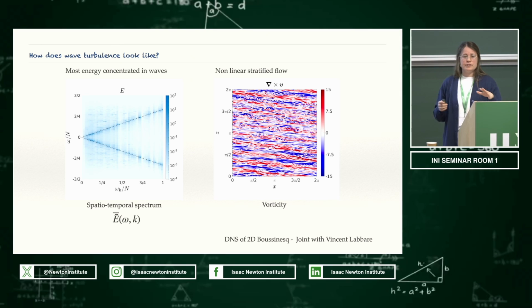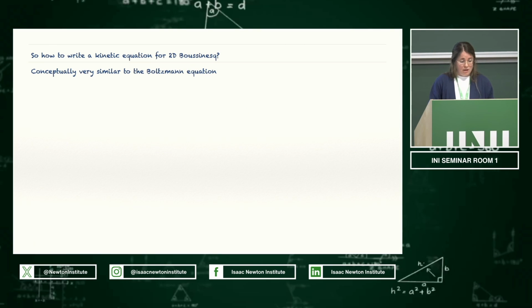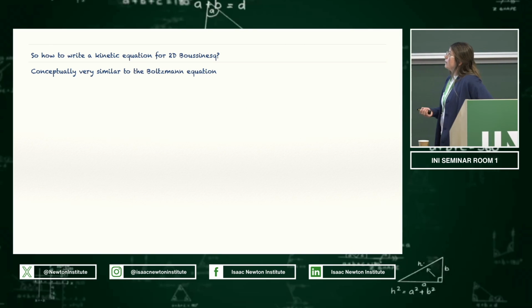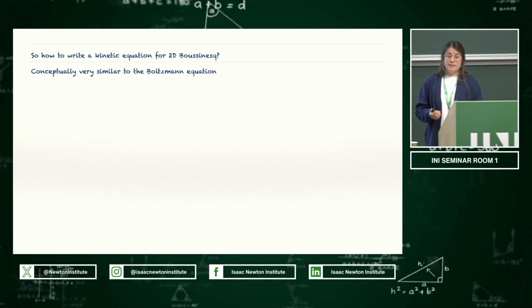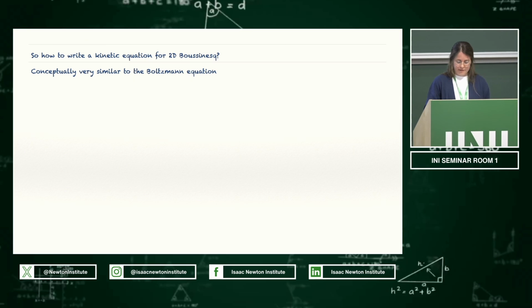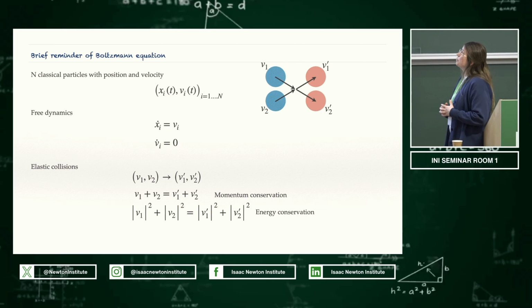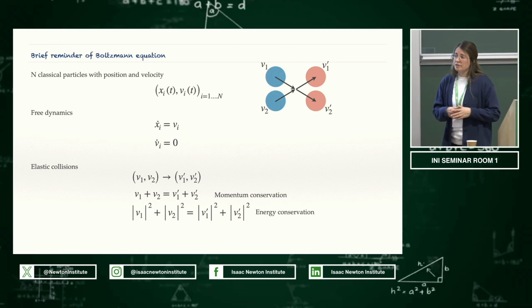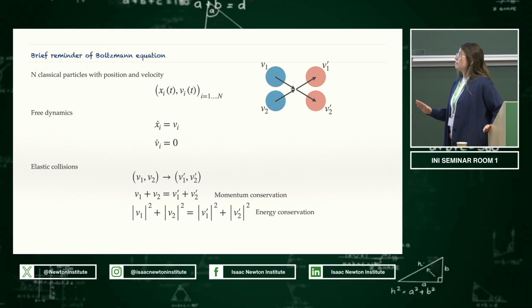So most of the energy is contained in waves, and then you can be sure that you're in the wave turbulence regime. Okay, so if I want to write a kinetic equation for 2-dimensional Boussinesq, conceptually it's very similar to the Boltzmann equation. Grisha talked about this a little bit yesterday, but I would like to remind you of some basics of the Boltzmann equation derivation, because the derivation for dispersive waves is conceptually very similar.